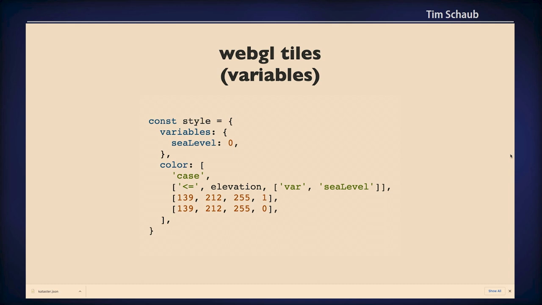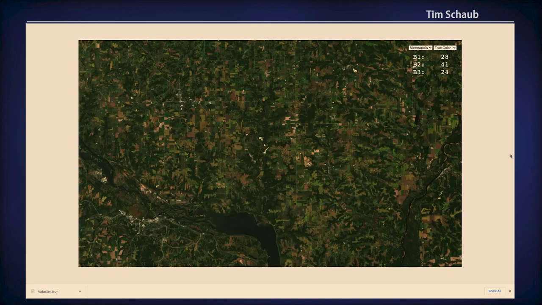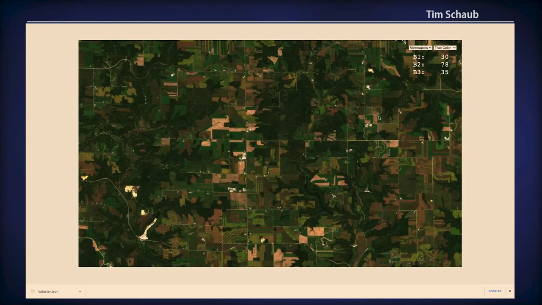So if your application has some state that changes, which I've shown folks before, like a slider that changes sea level, you can base your style on that application state, add a listener for changes to your application state, and then update those style variables. Here we have this GeoTIFF data loaded. I'm zooming in and panning around. What's new is that I'm showing the raw pixel values in the upper right. In this case, we've got single byte data, so you're seeing those values as I move my mouse around.